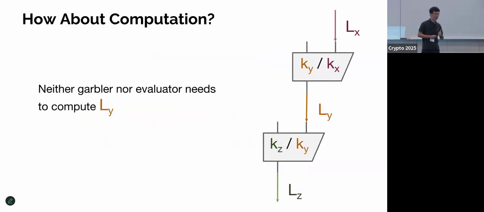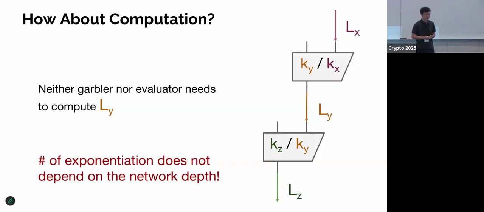So now back to our question about computation. We realized that if you connect these selectors in series, then neither the garbler nor the evaluator needs to compute these intermediate labels, like here, the LY. For the garbler, because it samples these KX and KY by itself, it can just compute the ratio. And the evaluator can first compute the product of all these exponents and then do a single exponentiation. So the number of exponentiations does not depend on the network depth.